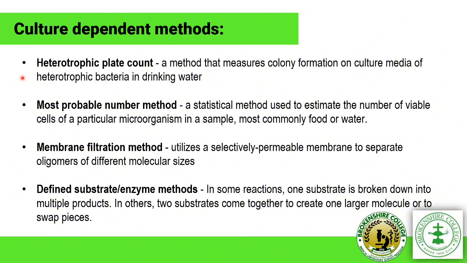So most probable number method, it is a statistical method used to estimate the number of viable cells of a particular microorganism in a sample, most commonly in food and water. A membrane filtration method utilizes a selectively permeable membrane to separate oligomers of different molecular sizes. So this way, mas differentiate ang bigger sizes ng dirt sa drinking water and of course bacteria.